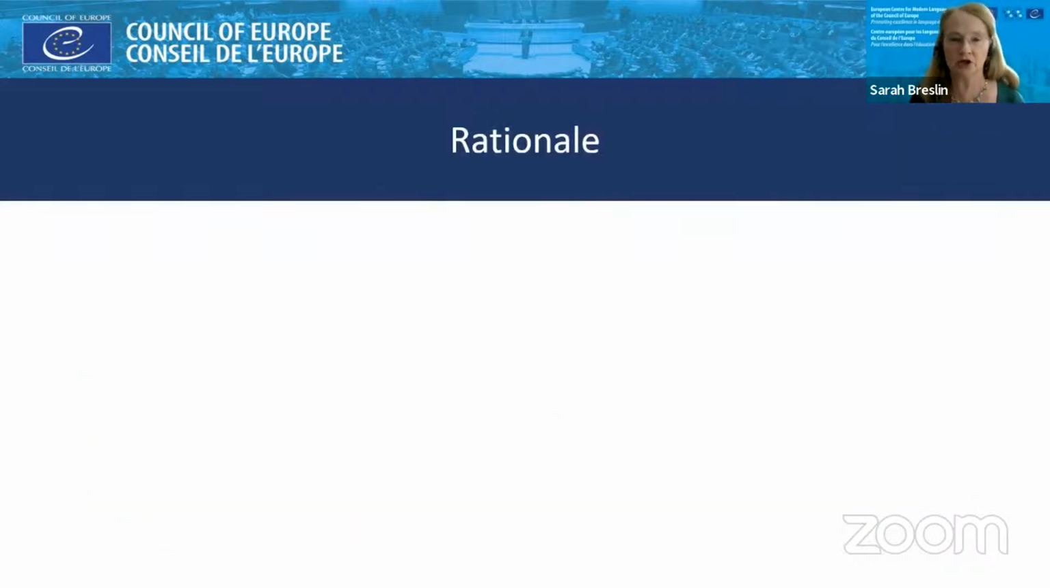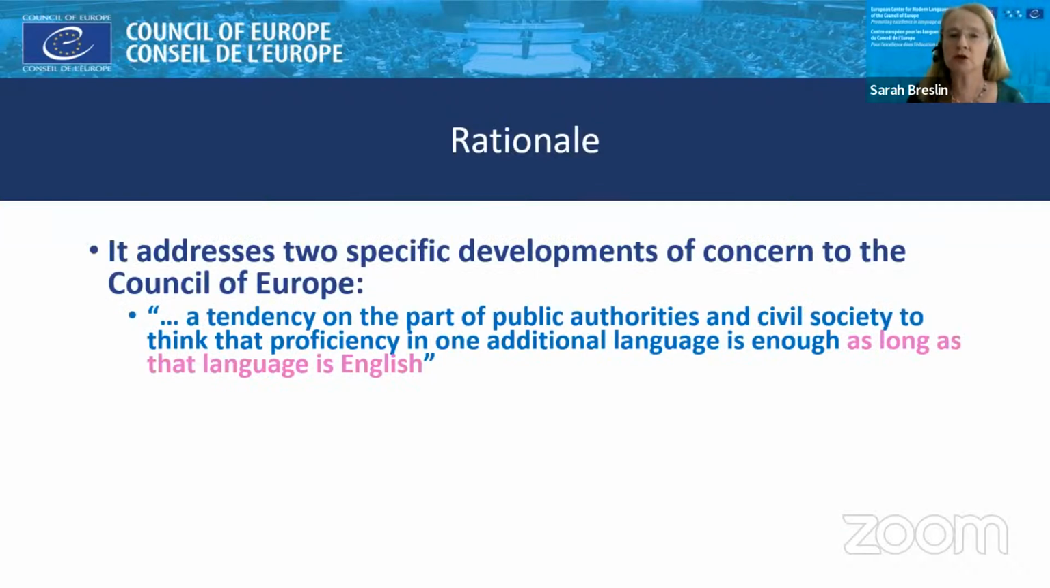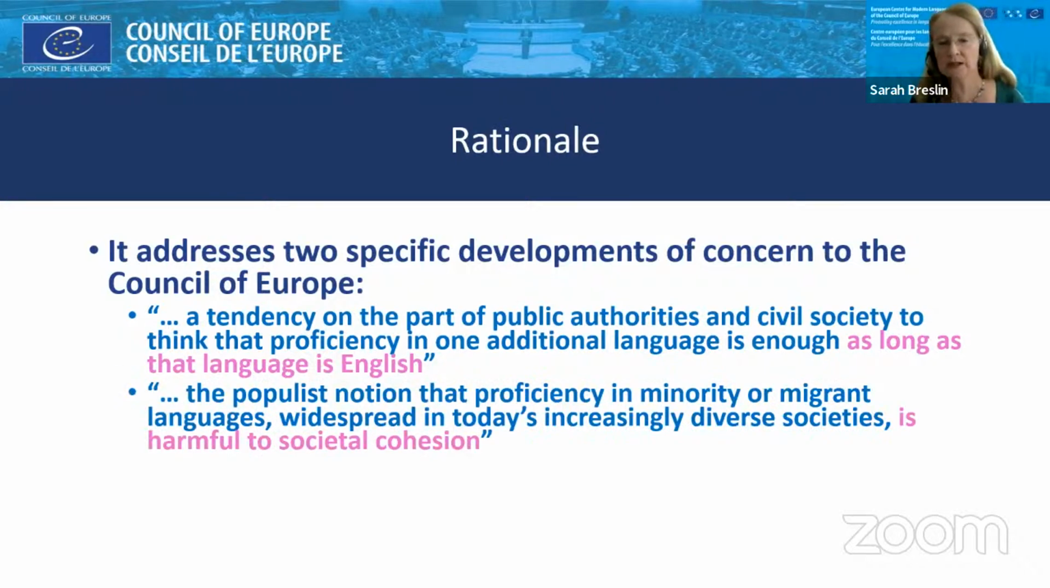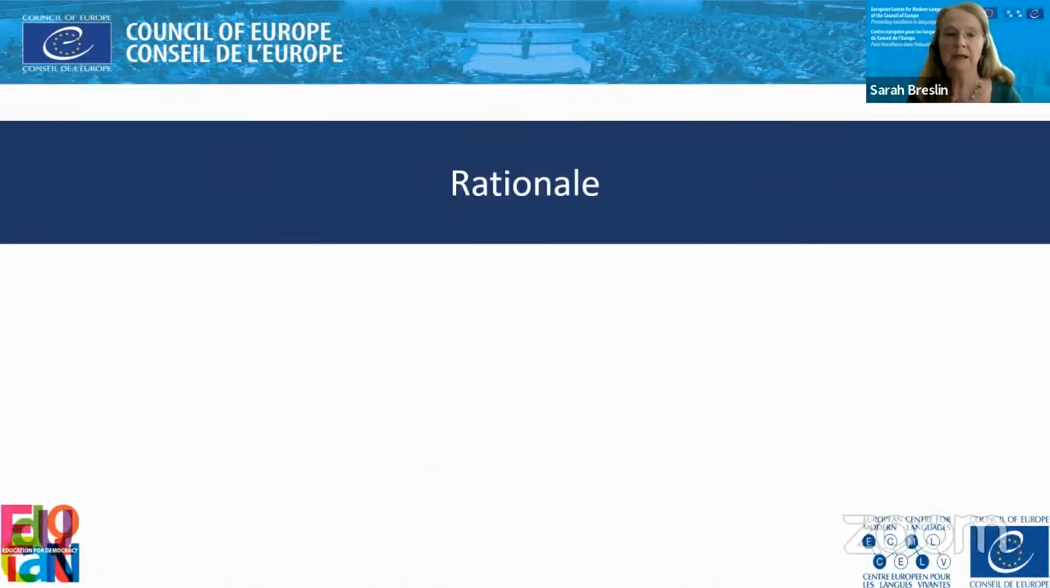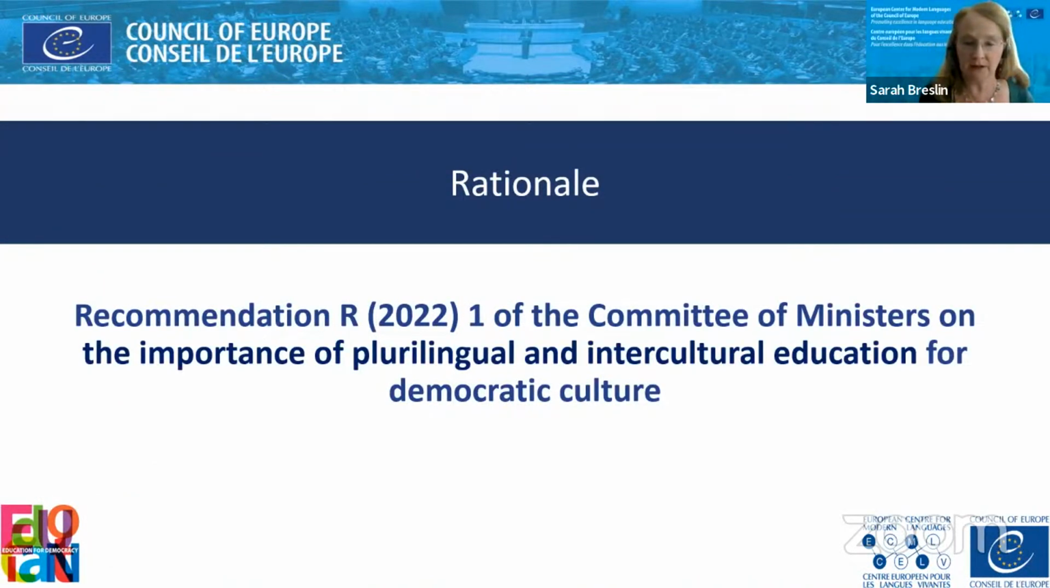Let's take a quick look at the rationale. The rationale addresses two specific developments that the Council of Europe is concerned about: the domination of English to the detriment of other languages, and this notion that minority or migrant languages might in some way harm societal cohesion. These, of course, are two big challenges, and they are all part of an even bigger one, which is the backsliding of democracy. So what can we do to both improve the quality of language education and in turn improve our democracies? Here in the rationale, I've repeated the title of the recommendation because this in fact puts a positive spin. This shows us that if we can really implement plurilingual and intercultural education, then we can strengthen our democratic cultures.